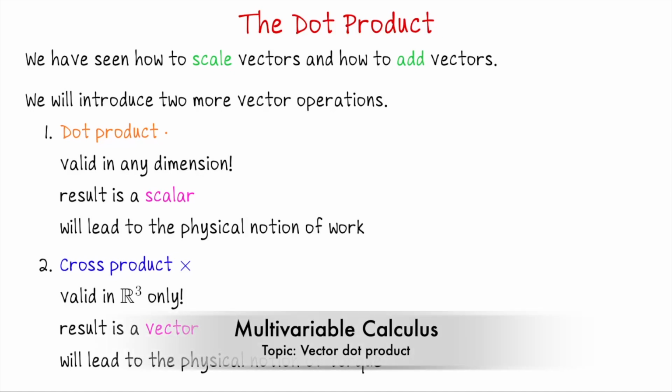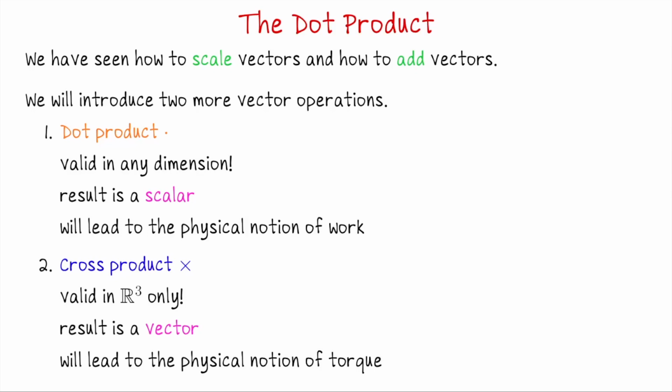In this lecture, we're going to start looking at a couple new vector operations. So we've already seen how to scale vectors, how to add vectors. We've also looked at how to compute the length of vectors, how to write down vectors that go from one point to another. And today what we're going to do is look at the dot product.